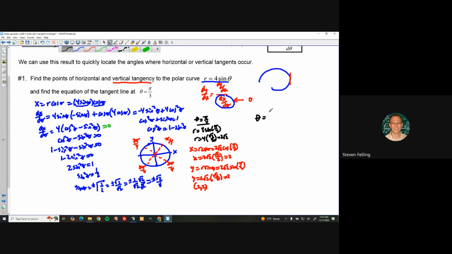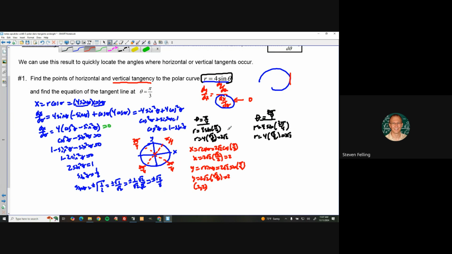Theta is 3 pi over 4. So that means r is 4 times the sine. I'm getting this from the equation here. 4 times the sine of 3 pi over 4, which would mean r is 4 times, let's see, sine of that is also square root of 2 over 2, which is 2 square root of 2.